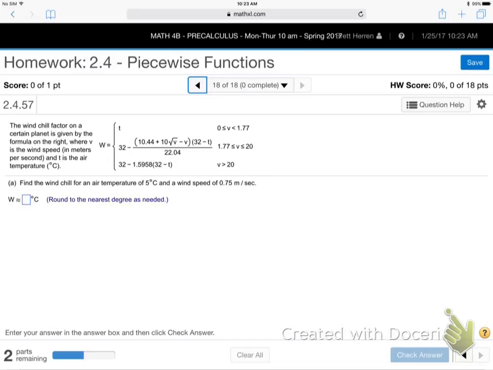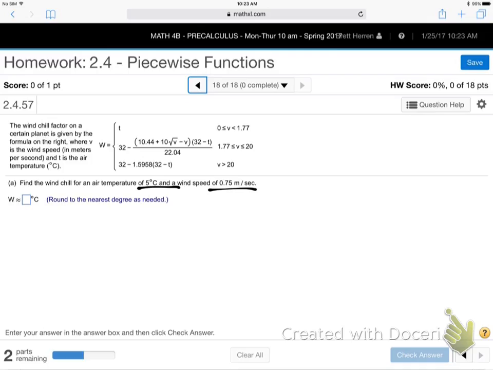Let's see. The wind chill factor on a certain planet is given by the formula on the right, where V is the wind speed in meters per second, T is the air temp. Okay. So W is the wind chill factor. Okay. Find the wind chill for an air temp of 5 degrees, wind speed 0.75. All right, so do you see what we do?